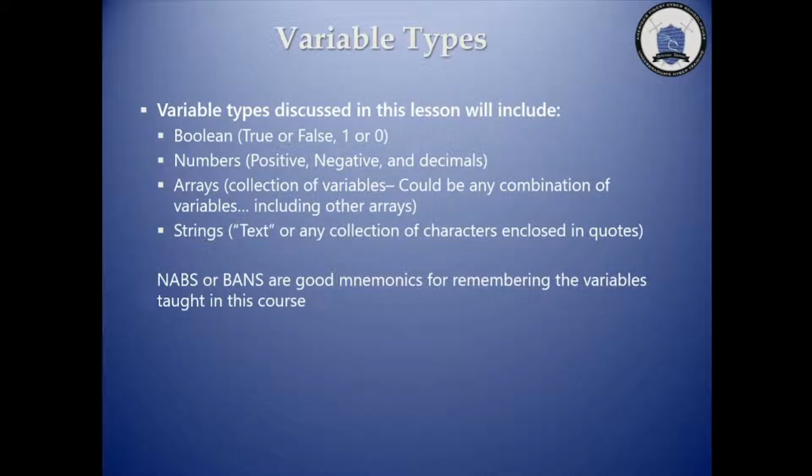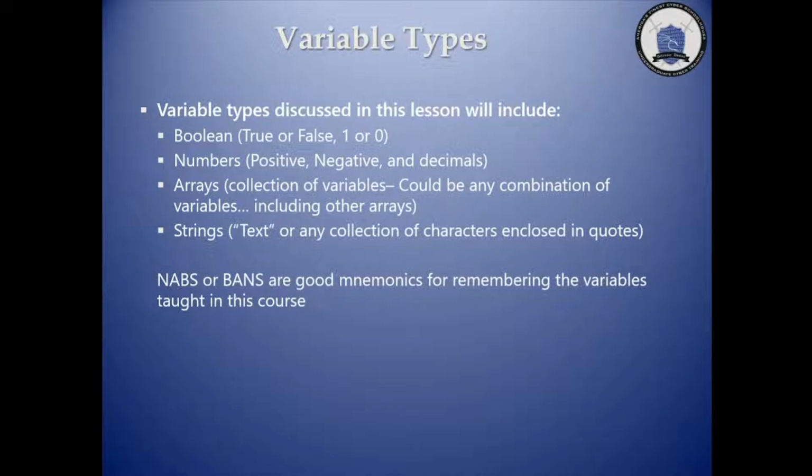The next one is numbers. These can be positive, negative, and decimals, but it will actually be saved as a number so you can do mathematical operations on these. The next one is arrays, which is just an ordered list of values. The last one we will talk about is strings, which as you can see is just text.